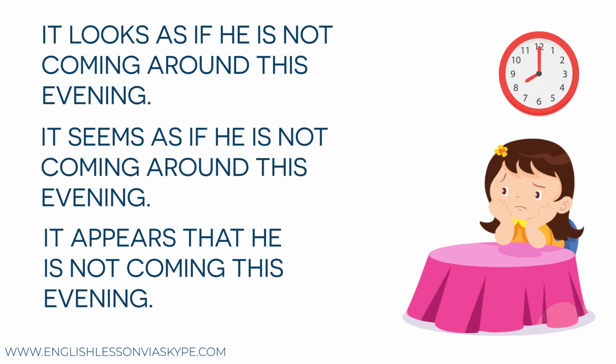So in that example, it's a party, he hasn't arrived when you invited him. It looks as if he isn't coming. It appears as if he isn't coming. And it seems as if he isn't coming. They all have exactly the same meaning.